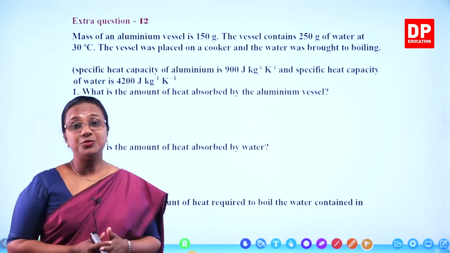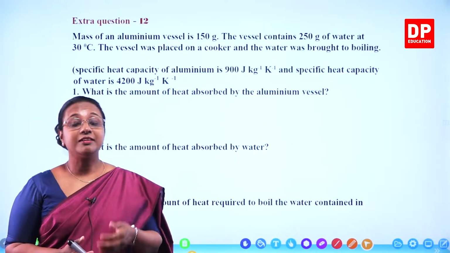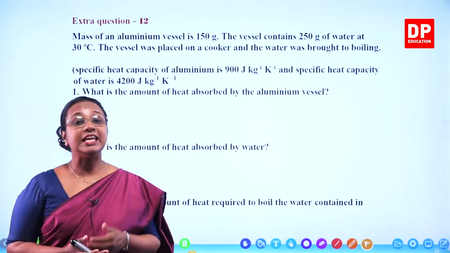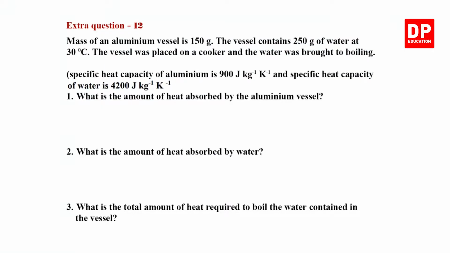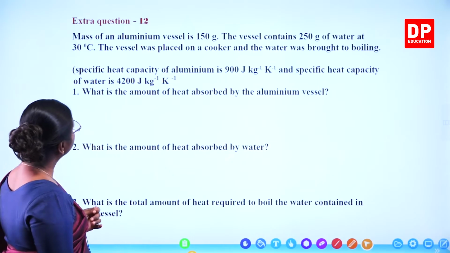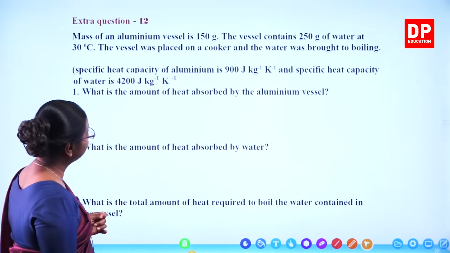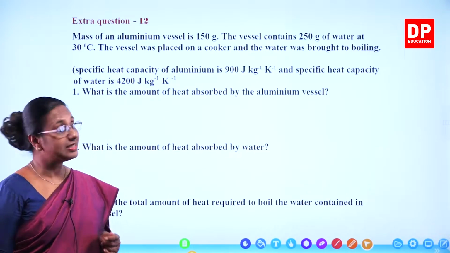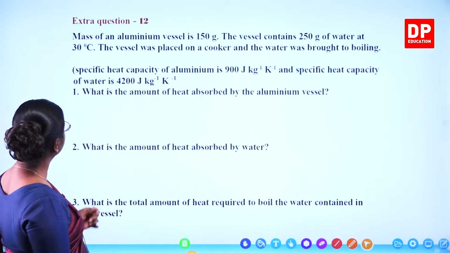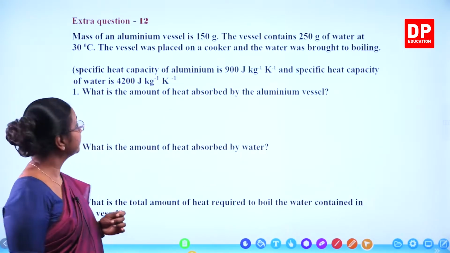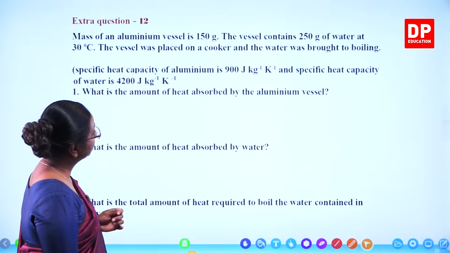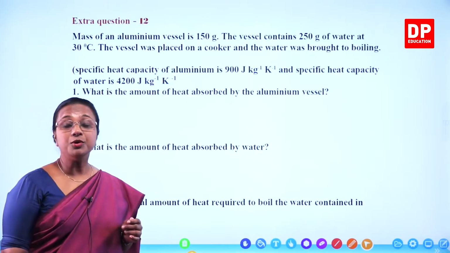I'm going to continue with the extra questions of grade 11, unit 9, heat. So this is extra question 12. The mass of an aluminium vessel is 150 grams. The vessel contains 250 grams of water at 30 degrees Celsius. The vessel was placed on a cooker and the water was brought to boiling.